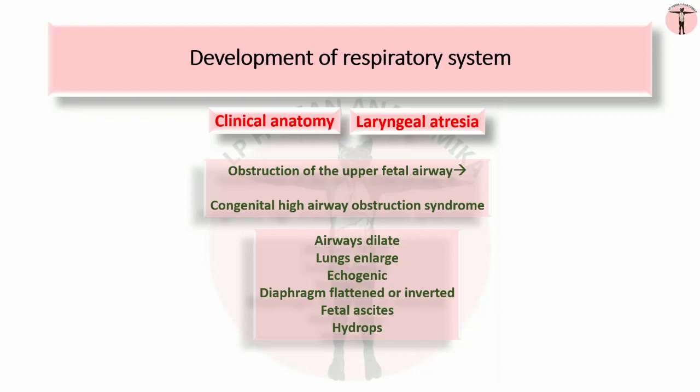Distal to the atresia or stenosis, the airways become dilated, and the lungs are enlarged and echogenic, which is capable of producing echoes during ultrasonography because they are filled with liquid. The diaphragm is either flattened or inverted, and fetal ascites, edema, or both are present. Prenatal ultrasonography permits diagnosis of these anomalies.